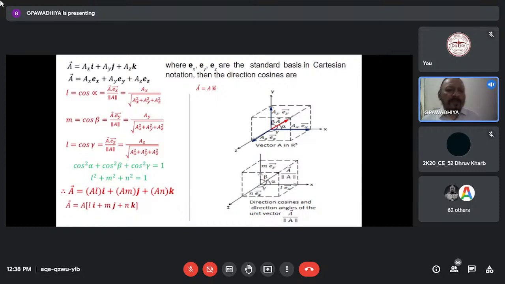Now we can replace Ax by magnitude A times L, Ay as A times M, and Az as A times N. So we can write vector A as ALi plus AMj plus ANk. A is a constant scalar multiplier, the magnitude, so we can take it outside: A times the square bracket Li plus Mj plus Nk. So vector A can be written in direction cosine terms also. This is a very important way to define a vector.